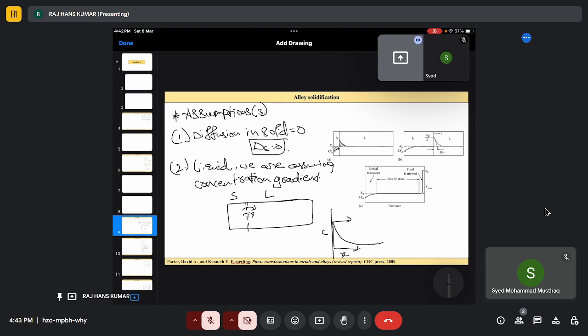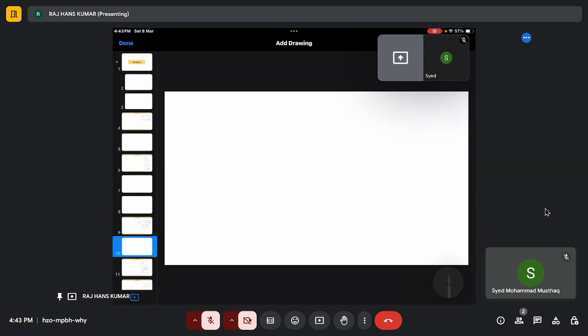Now how do we derive a mathematical relation to this movement of this interface? So how fast is the interface going to move? That is our question. Let's derive how it is.